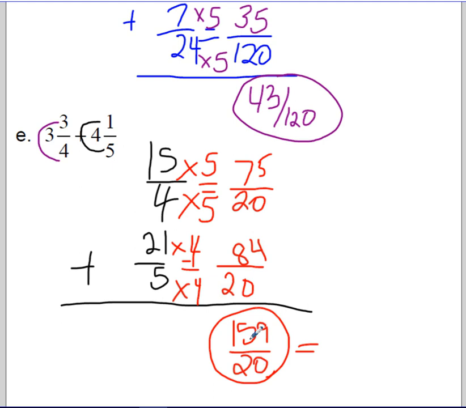20 goes into 159. Well, if you look at the 2 into the 15, that would be 7 times. 7 times 20 is 140. And so when we subtract, we get 19 left out of our common denominator of 20. So 159 20ths is our answer. Or if you write it as 7 and 19 20ths, that's great too.